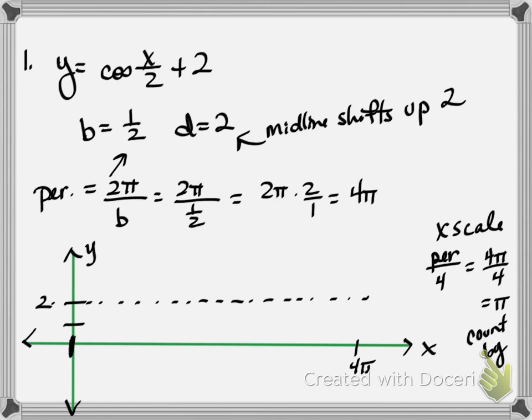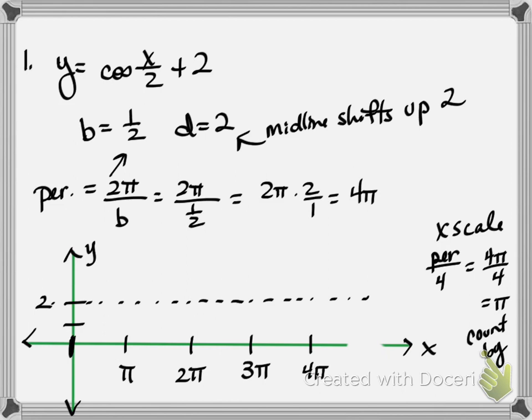So 0 plus pi puts us at pi. 1 pi plus another pi puts us at 2 pi. Plus another pi puts us at 3 pi. And I think I'll move this over a little bit. Right here is 4 pi, and that's where we'll stop.